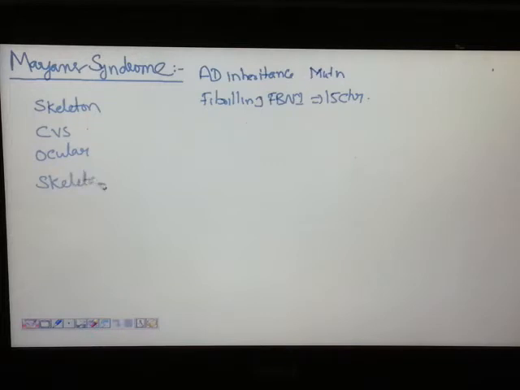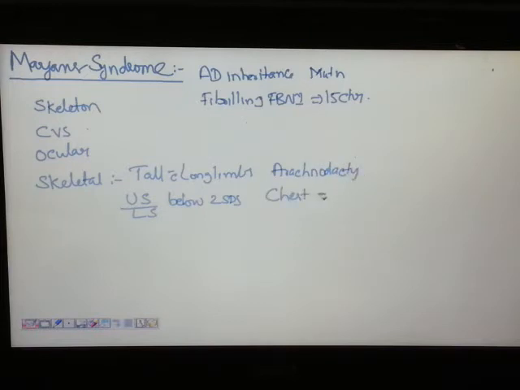First of all, the patient will be tall with long limbs, and the ratio of upper segment to lower segment will be below 2 standard deviations, and there can be arachnodactyly, chest deformities like pectus carinatum and pectus excavatum, and spine deformities like scoliosis and kyphosis can be seen.